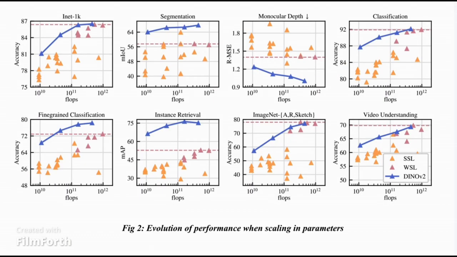This figure shows how DINOv2 scales across 8 vision tasks at different model sizes. The blue line represents DINOv2, clearly outperforming previous self-supervised models, orange, and even matching or surpassing weakly supervised models, pink, on most benchmarks. Notably, it achieves strong results in fine-grained tasks like segmentation, instance retrieval, and video understanding, despite using no labels or captions. This highlights DINOv2's ability to deliver robust, general purpose features at scale.